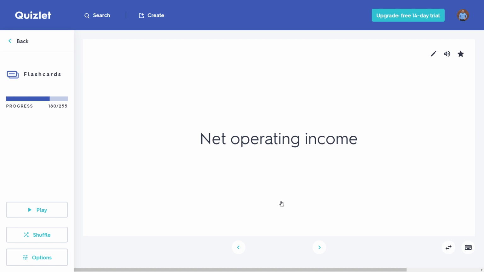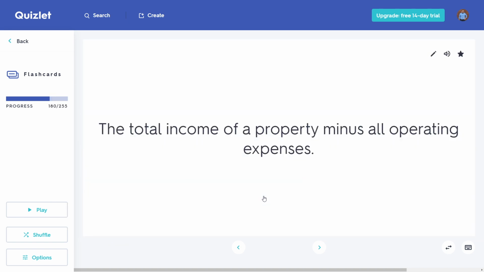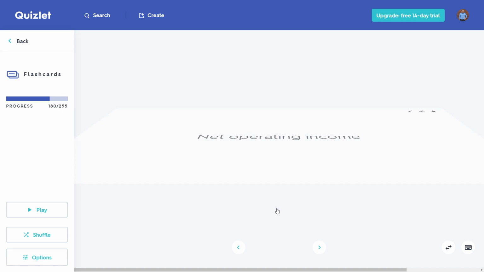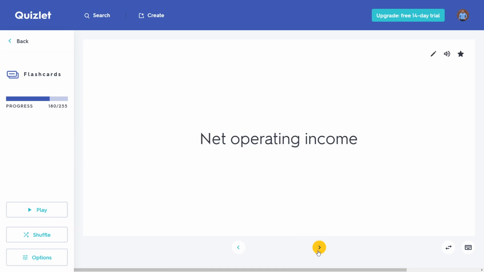Okay, so when we're talking about net operating income, that's another one of those investment or investing terms. This is the total income of a property minus all operating expenses. So it's important to know for real estate investing. Hopefully you guys are familiar with this, if that's what you're going to be getting into, or if that's something big on the state specific stuff for you.